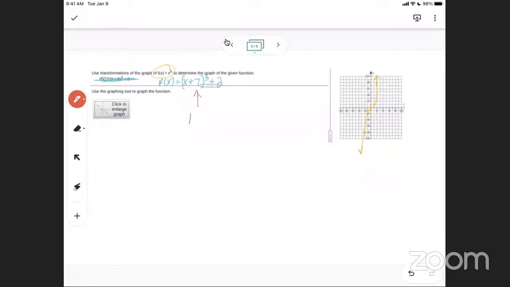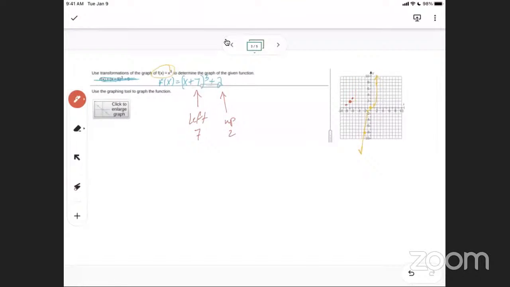Oh, that moves it left 7. Good. And what does this move it? Up 2. So left 7, up 2. Every point moves left 7, up 2. Or you could just put that point there and then go over 1, up 1, over left 1, down 1, over 2, up 8.